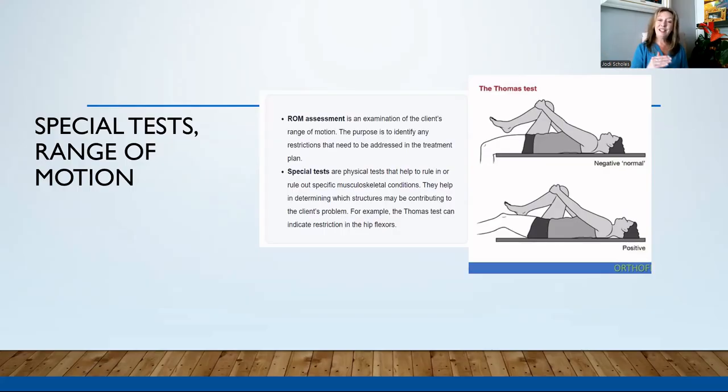If the leg stays on the table, that is a negative result. Nothing happened. No movement. Negative result. No problems in the hip flexors. When the knee comes towards the chest, if the opposite leg raises up off the table, that is a positive result. Something happened. Positive, something moved. That indicates a tight hip flexor.